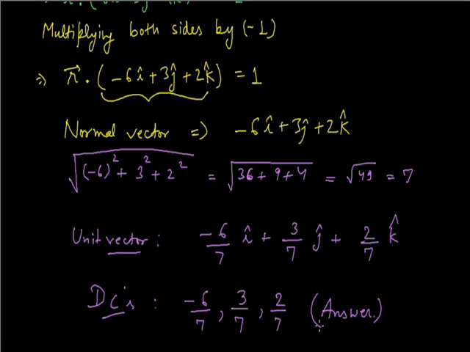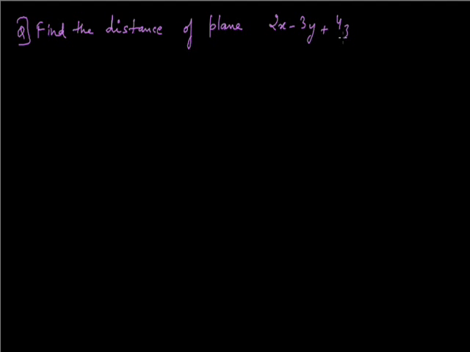Let's take another question. Another question is, find the distance of the plane 2x minus 3y plus 4z minus 6 equals 0 from the origin. This is the question. Find the distance of the plane given in the Cartesian form from the origin. Now let's write down the standard form.